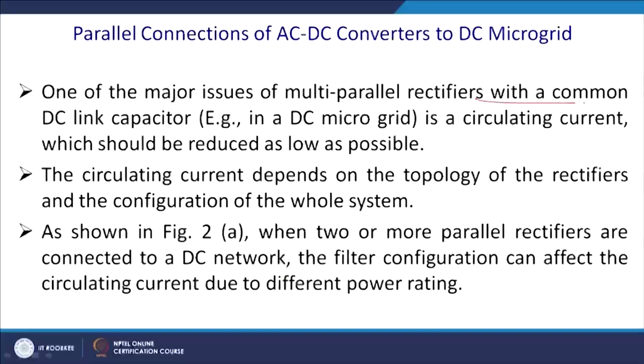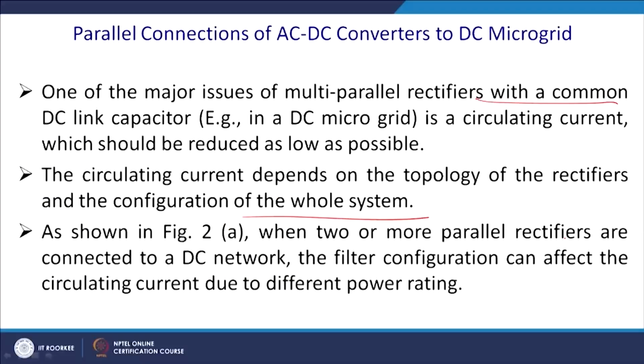One of the major issues in a multi-parallel rectifier with a common DC link capacitor, for example in a microgrid, is circulating current. That is also quite a main problem. If there is a little mismatch between the pole voltages of these multiple converters, there can be a circulating current in between, and this circulating current will cause heating and thus it will cause losses.